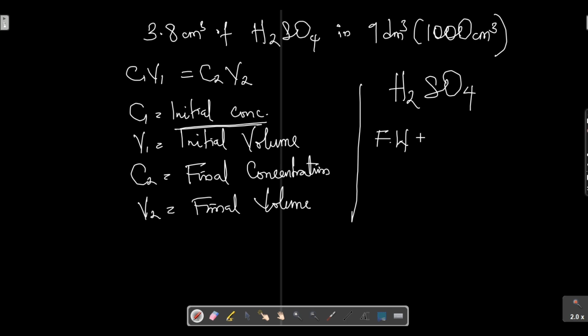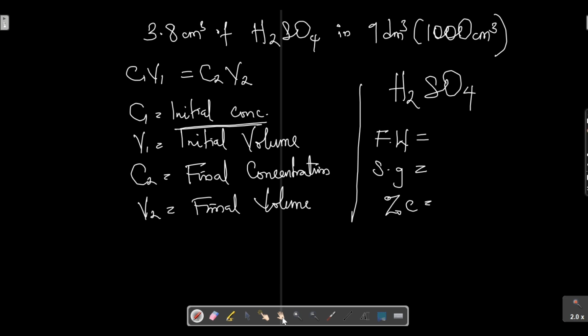The formula weight, which sometimes they call molecular mass, but we don't use molecular mass for it because it's an ionic substance. So we use the word formula weight. The formula weight for sulfuric acid, you should know it. Also, you should know the specific gravity of sulfuric acid, and then you should know the percentage concentration of the original stock solution.